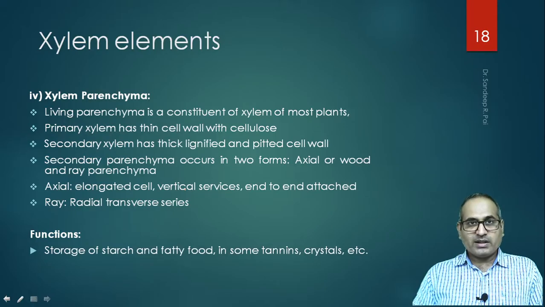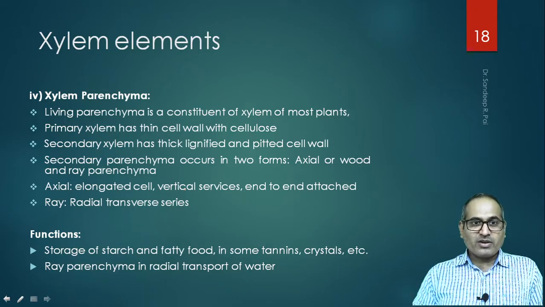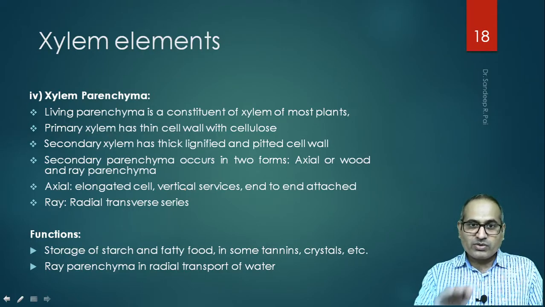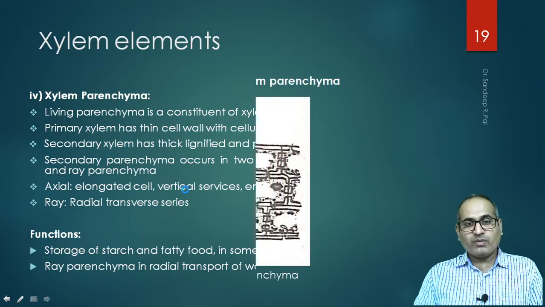Unlike the earlier xylem elements, xylem parenchyma takes part in storage of starch and fatty acid. In some, they also store tannins and crystals. Ray parenchyma is for radial transport of water. So you will see that there is a part of xylem parenchyma, the ray parenchyma, which connects the vertical xylem elements to the horizontal ones, where it takes active part in radial transport of water.